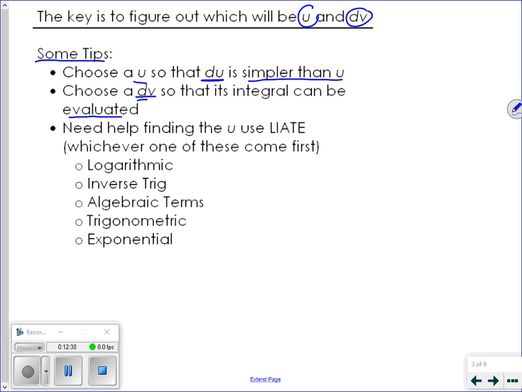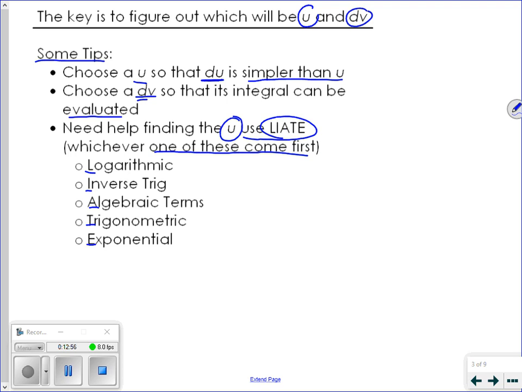And this is one of my biggest things I love telling students. Need help finding u? I call it LIATE. LIATE, it's an acronym. Whichever one of these comes first is usually what u is. Okay, so LIATE.